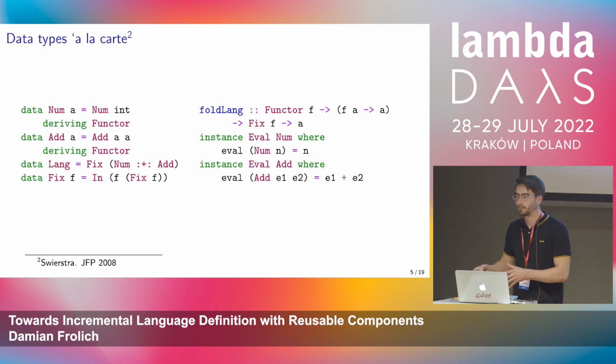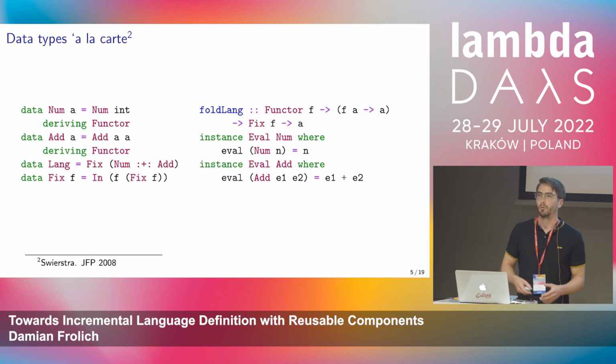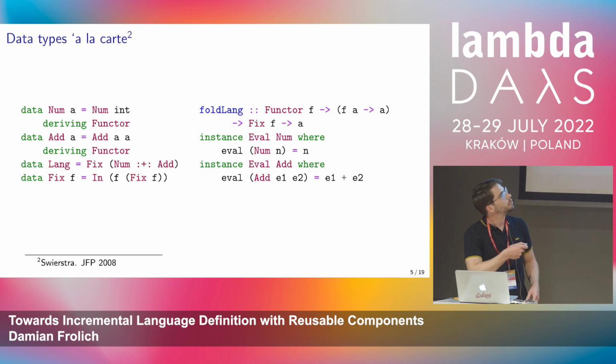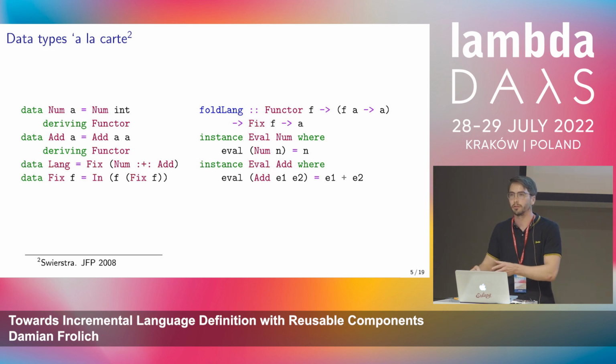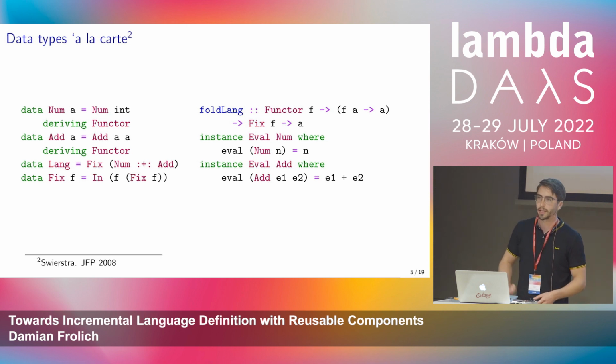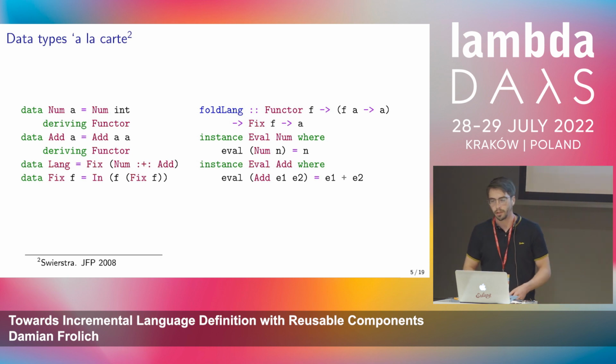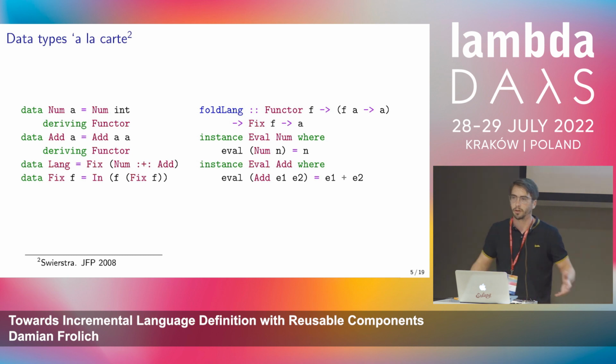And then to assign behavior to these data types, we write algebras. And algebras are of the type F A to A, and what this does, it extracts our component into a certain semantic domain, which is our A. So in this case, I have an example algebra named eval, and eval translates our functor into an integer. So in the case of Num, we translate it to the number, so this is F of A, and this is our A, and in case of Add, we translate it to addition. And that's what an algebra does.